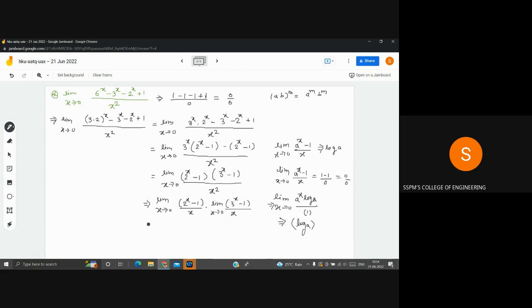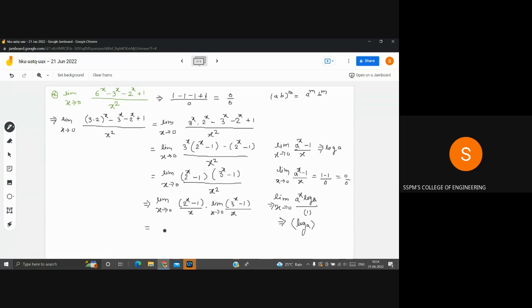I have written here the result of the limit directly. And what is that result? Limit of a product is equal to the product of the limits. It means you can split it up into two functions: (2^x minus 1) upon x and (3^x minus 1) upon x. And in the product of functions, we can apply the limit individually, that is, separately.